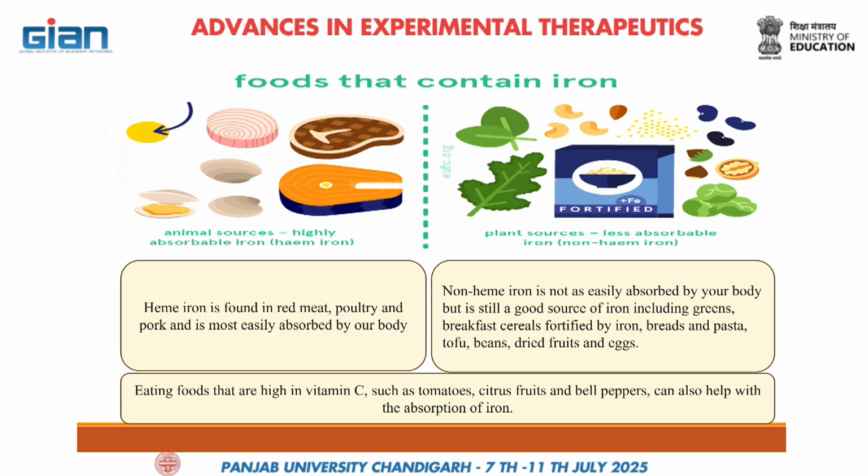There are two types of iron present in food, that is heme iron and non-heme iron. Heme iron is found in red meat, poultry, pork, and it is the most easily absorbable form of iron. Non-heme iron is not as easily absorbed by our body as compared to heme iron, and it includes breakfast cereals fortified with iron, bread, pasta, tofu, beans, dried fruit, and egg. Eating food enriched with vitamin C, such as tomato, citrus fruit, bell pepper, can also help in the absorption of iron.